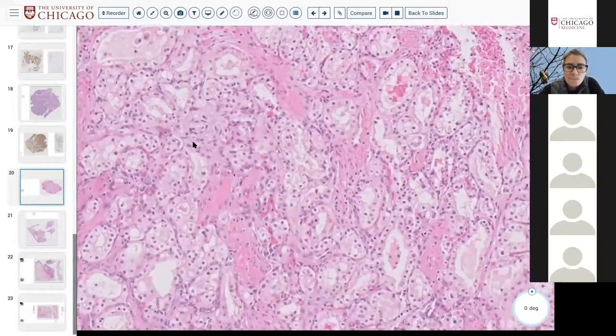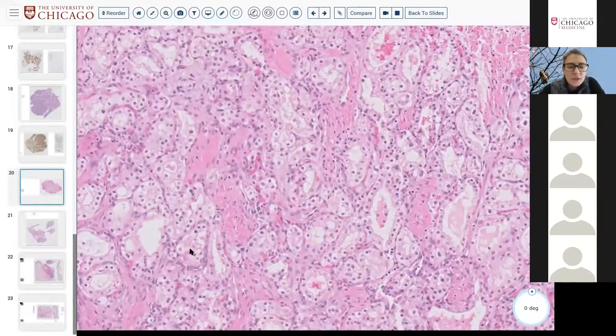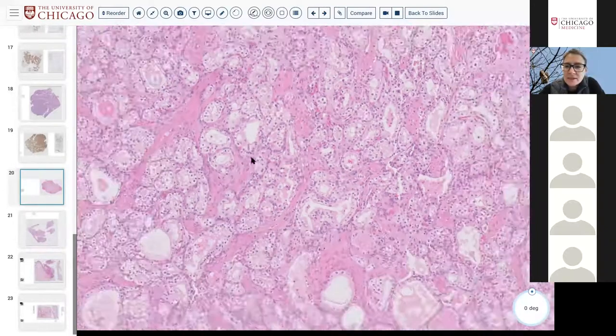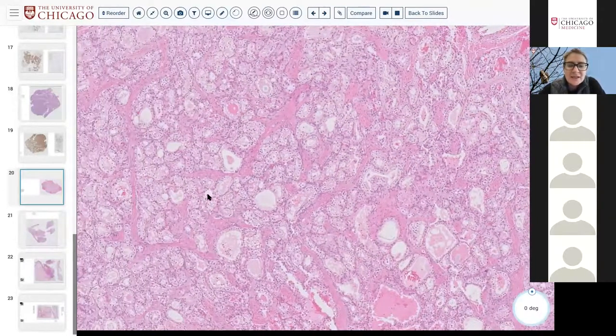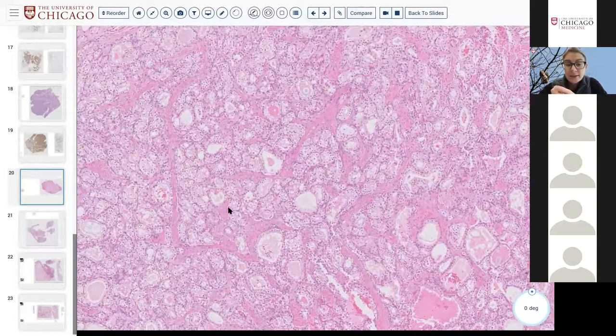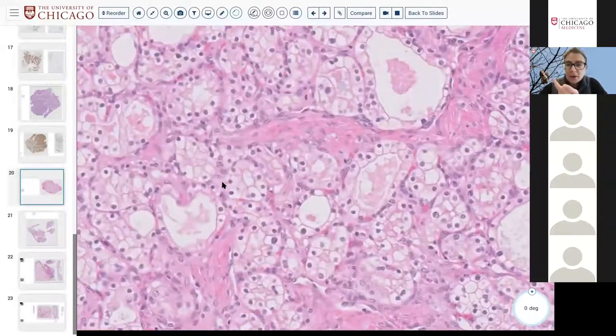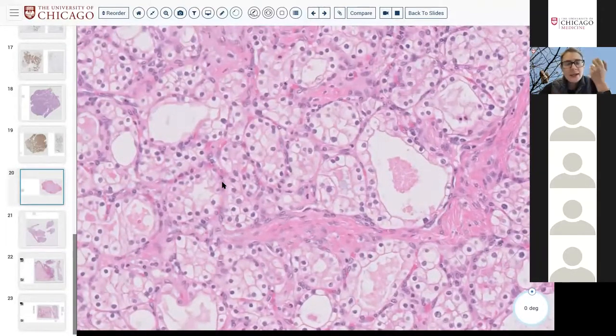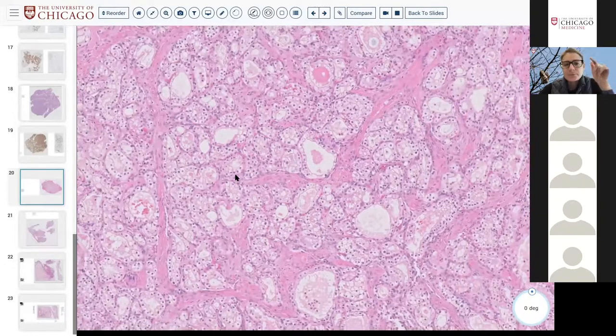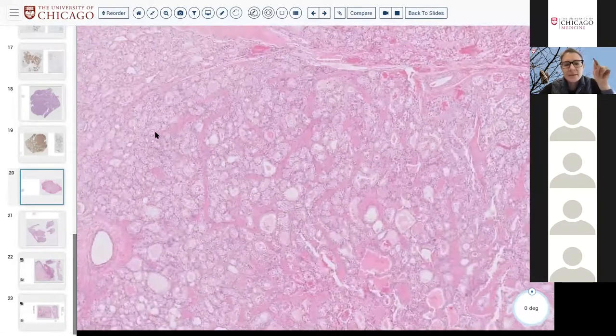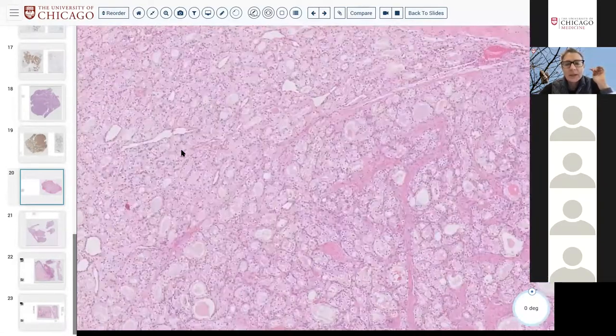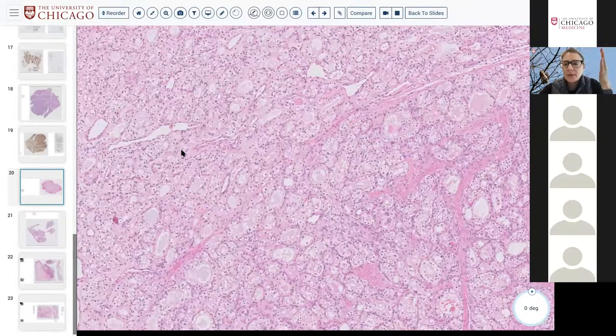PAX8? PAX8. So in fact, PAX8 is actually the best discriminator. These look like clear cell renal cell carcinoma. They occur in the nose. There's CA9, I believe maybe even CD10 positive, but they are PAX8 negative. And so that is going to be the discriminator between a true renal and a renal-like.